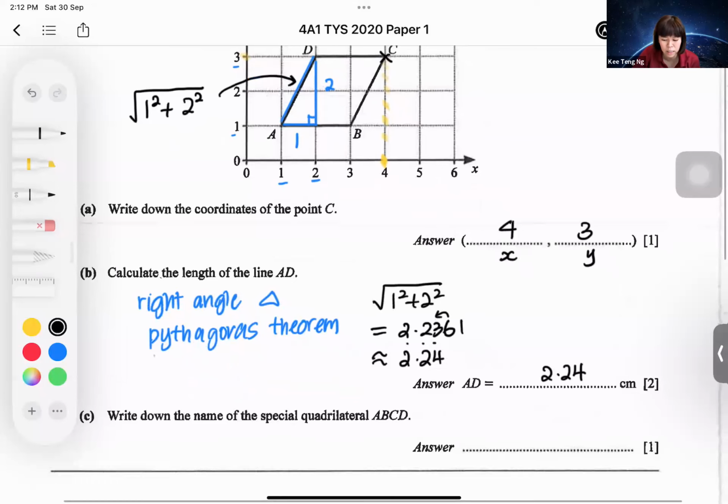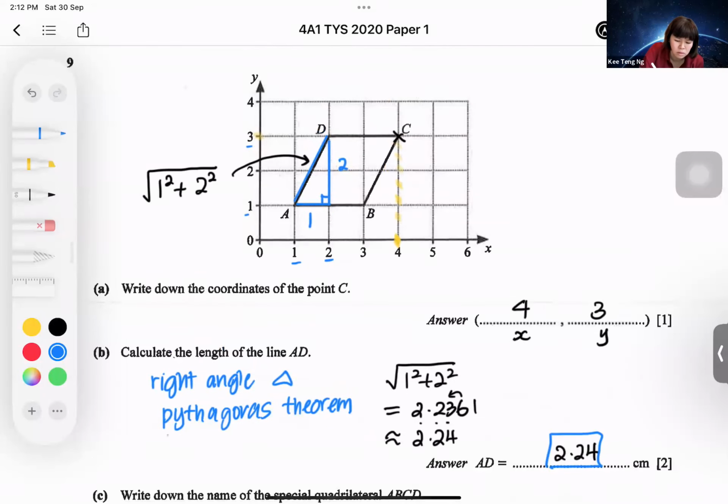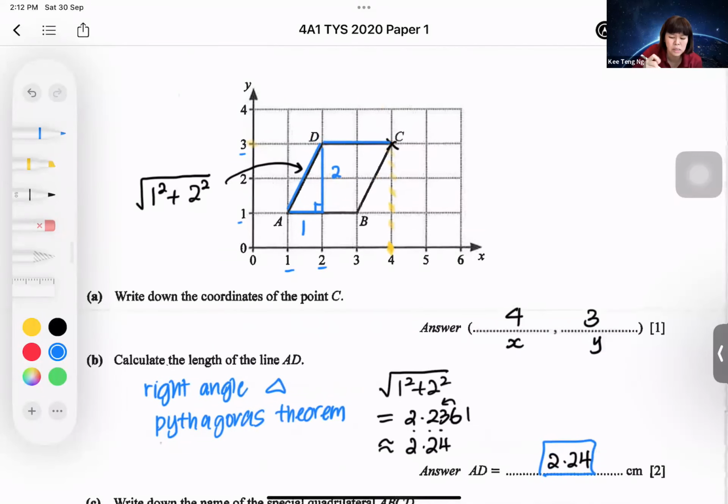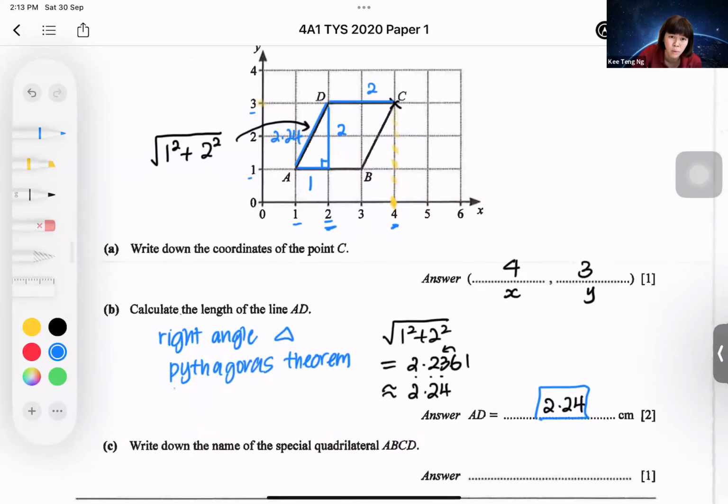Now, I already calculated AD. AD is 2.24, right? Then what about maybe DC? Is the length 2.24 also? Oh no, this is 2. This is 2 units, but this is 2.24 units. Are they of the same length? They are not of the same length. Therefore, this is not a rhombus.